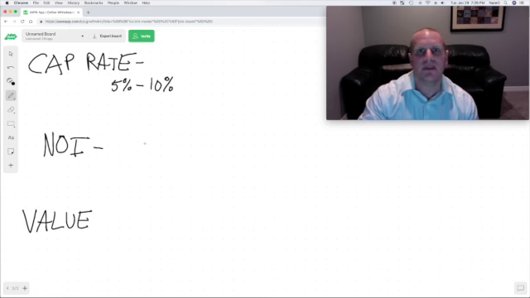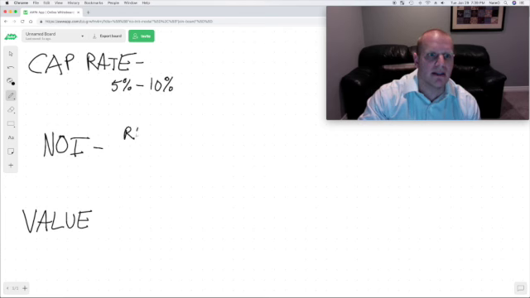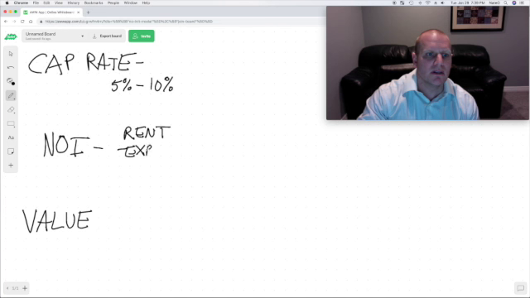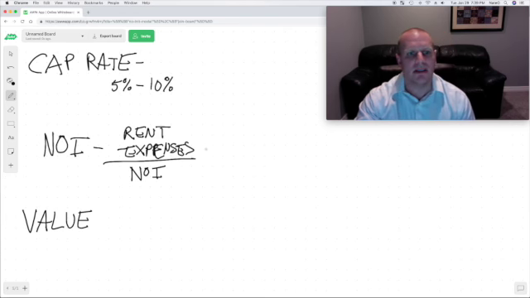NOI, again, that's net operating income, and how you calculate that is basically you're taking your rent and any other incomes that your property receives. If you own a multifamily property, possibly other income you could get would be from laundry or something like that, and then you're going to subtract the expenses, and then what you have left is the NOI, so rent minus expenses.